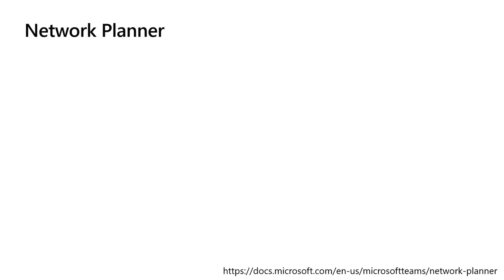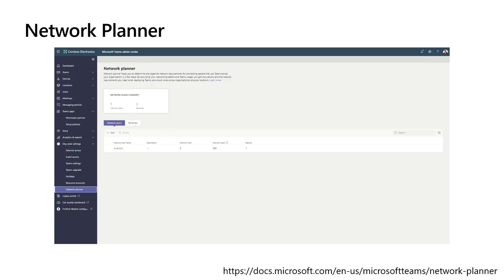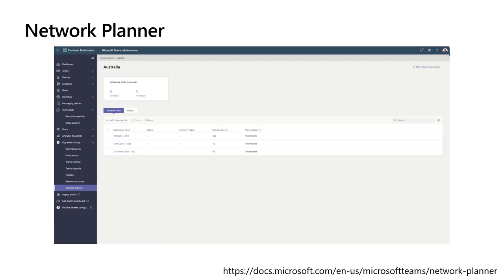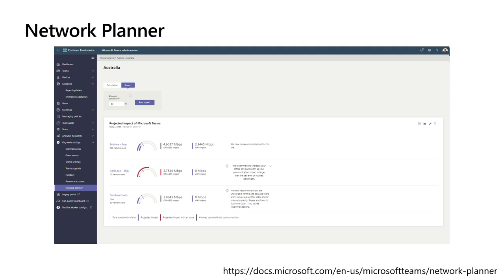On the network side, Network Planner has just become available. Basically, it helps determine network requirements across your organization. It's based on sites and personas. So we create multiple sites, and we create multiple personas. So we say this is the type of user and how many calls they're going to make. It can then generate reports and create bandwidth calculations. So you can see here in this example, hard to read, I realize, but you can see one of the sites, there's not enough available bandwidth for Teams voice calls.